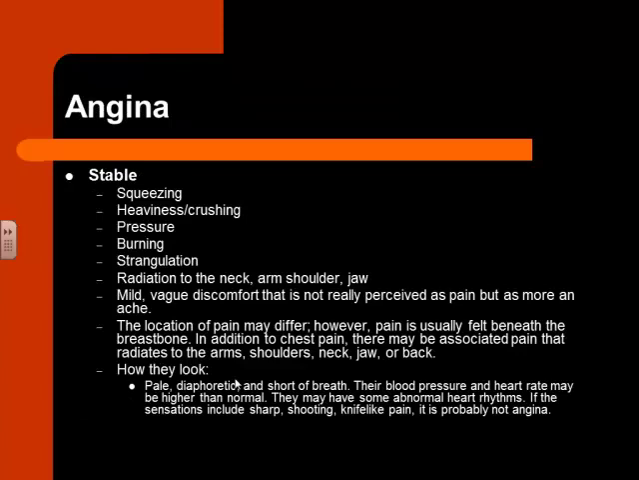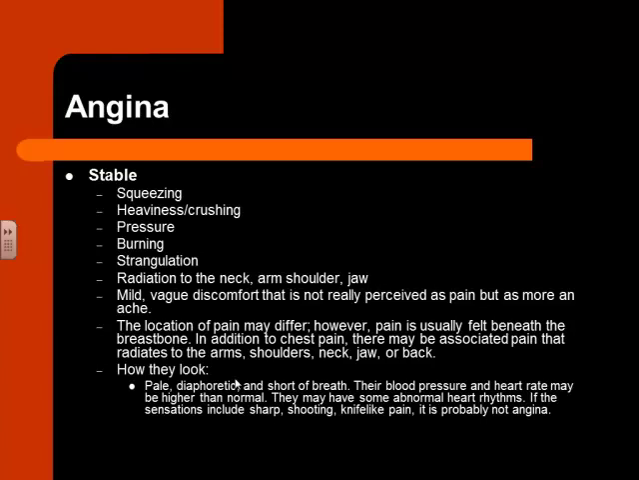The next 2 slides we talk about angina. We talk about stable angina and unstable angina, and you do need to know the difference between these two for your exam. So stable angina is squeezing, a heaviness, crushing type pain in your chest. A lot of patients say it's a pressure type feeling, a burning feeling, a strangulation feeling in their chest and neck. It radiates to their neck, arm, shoulder, or jaw.